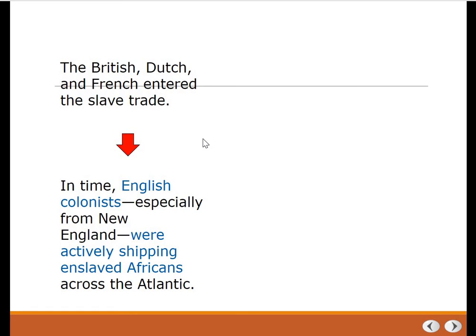So not only were enslaved Africans coming to the colonies, but the British colonists, the people who would later become America, start to actively ship and participate in the triangle trade, the transatlantic slave trade.